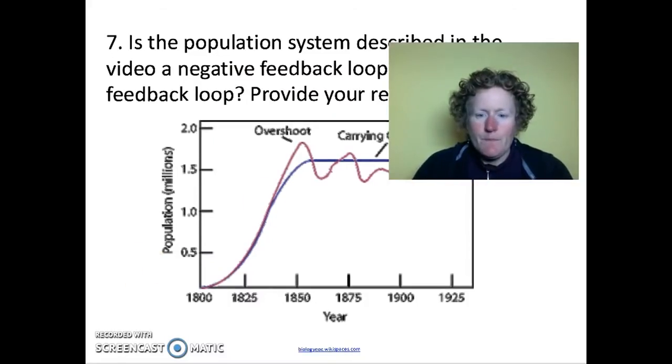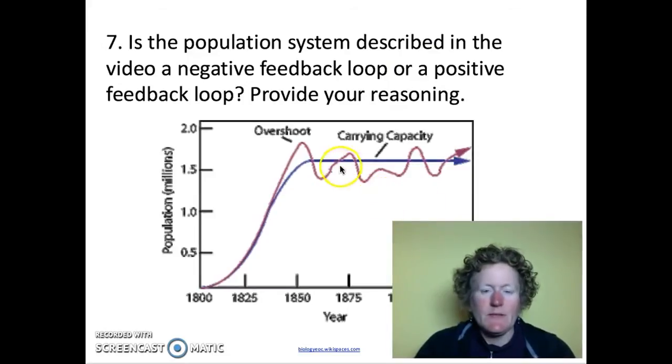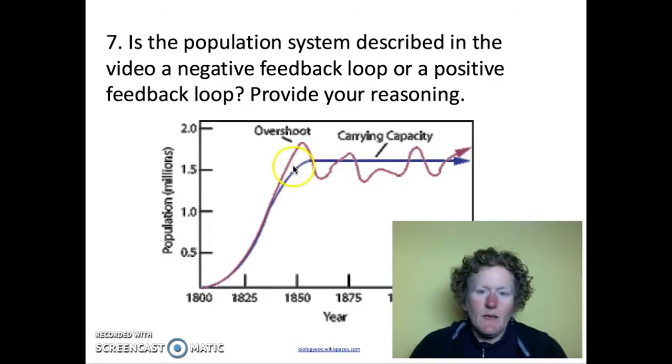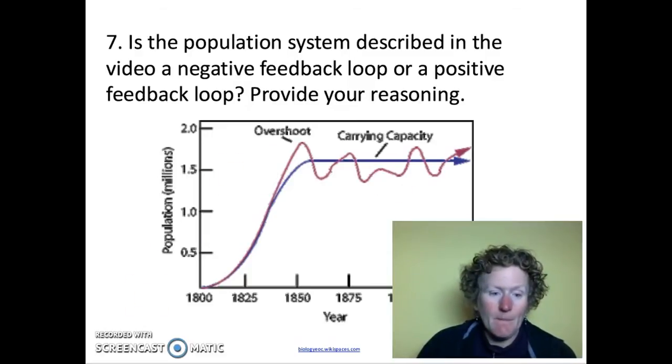So this graph is from the video, and you can see that the population is kind of vacillating back and forth across a constant here. Does this represent a positive feedback loop or a negative feedback loop? And I'll let you think about that for a moment.